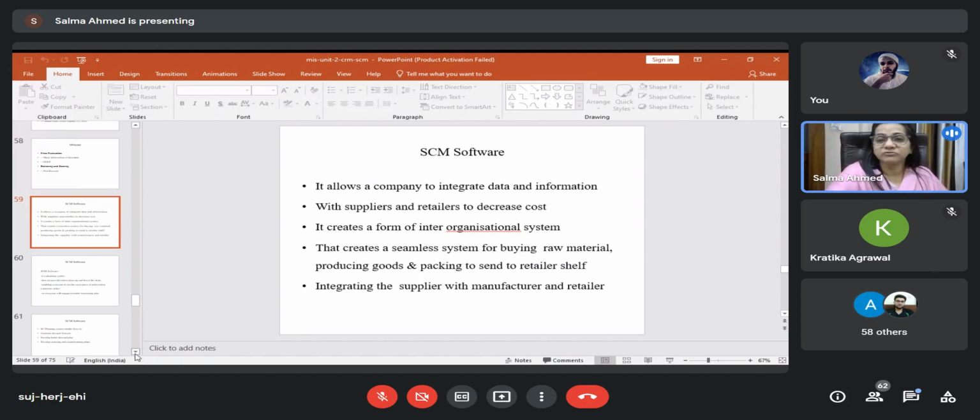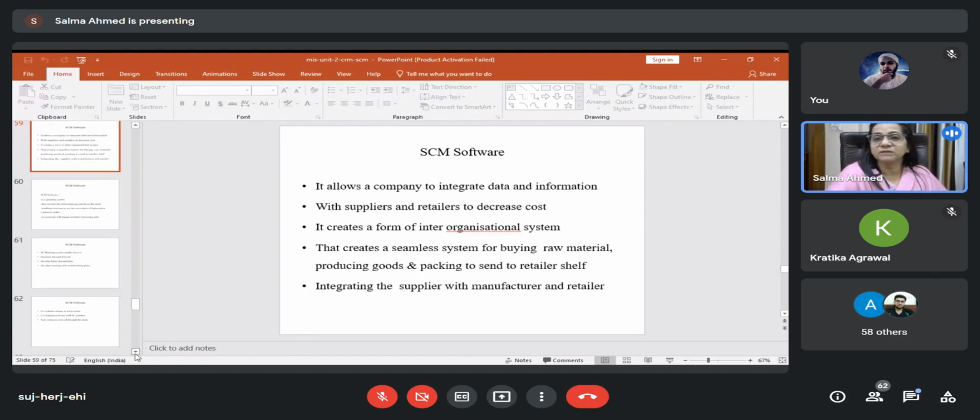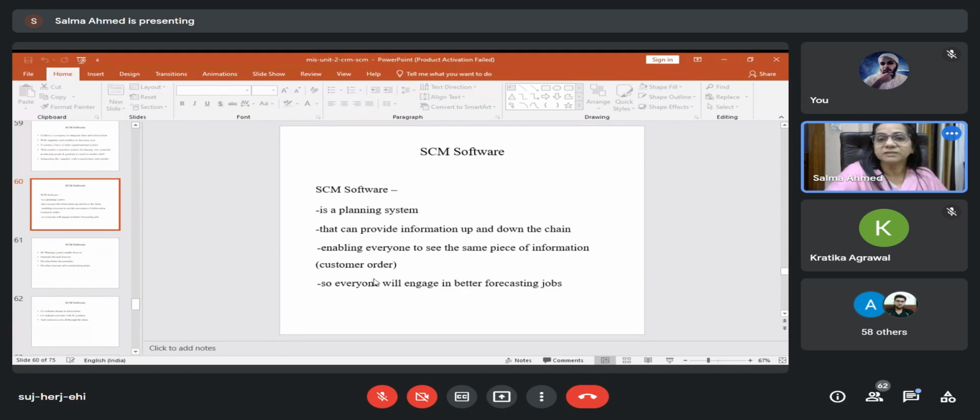Now, supply chain management software allows a company to integrate data and information with the suppliers and retailers to decrease cost. It creates a form of inter-organizational system that creates a seamless system for buying raw material, producing goods, and packing to send to the retailer shelf. Integrating the supplier with the manufacturer and the retailer, that is the basic purpose. It's a planning system that can provide information up and down the chain, right? So it's the same information which flows up, enabling everyone to see the same piece of information.